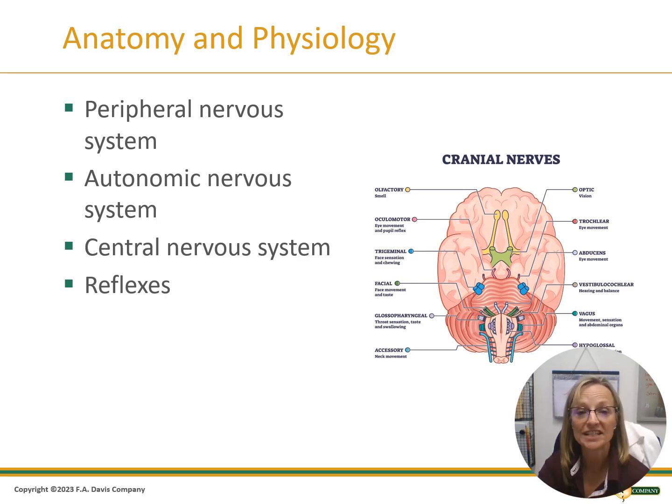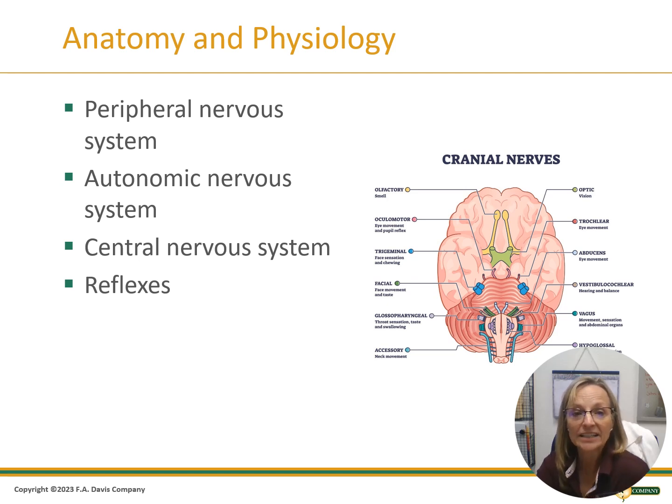The peripheral nervous system has the somatic or voluntary nervous system and the autonomic or involuntary nervous system. The somatic system has two kinds of nerves, which are afferent and efferent. The afferent nerve fibers carry information from those receptors in the body to the brain. The efferent nerve fibers carry information from the brain back down to the body.